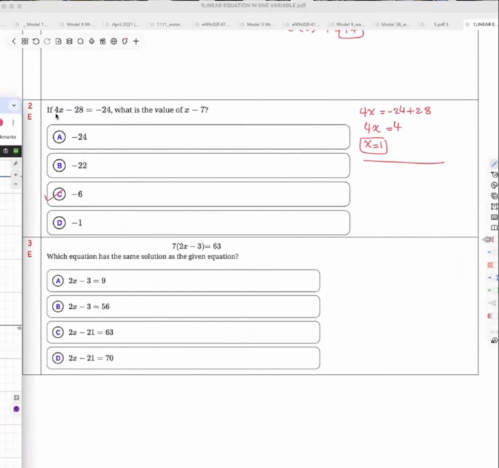And we have another shortcut. This is 4x, and this is 28, and this is negative 24. If you divide both sides by 4, you'll get the answer. 4x divided by 4 will be x, minus 28 divided by 4, which equals 7, and negative 24 divided by 4, negative divided by positive, it will be negative. 24 divided by 4, it will be negative 6. Now we have x minus 7 equals negative 6, so the answer is C.